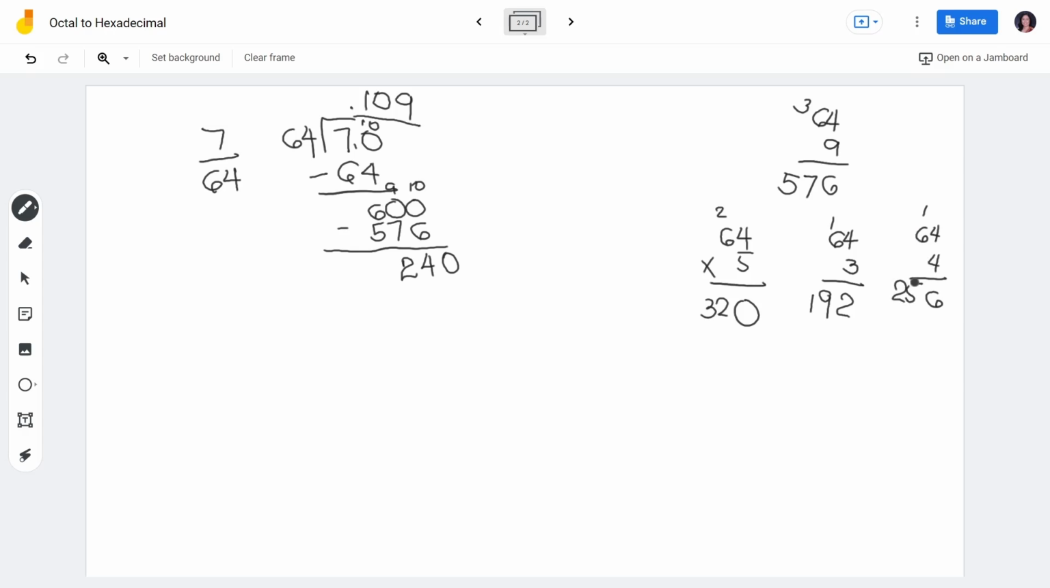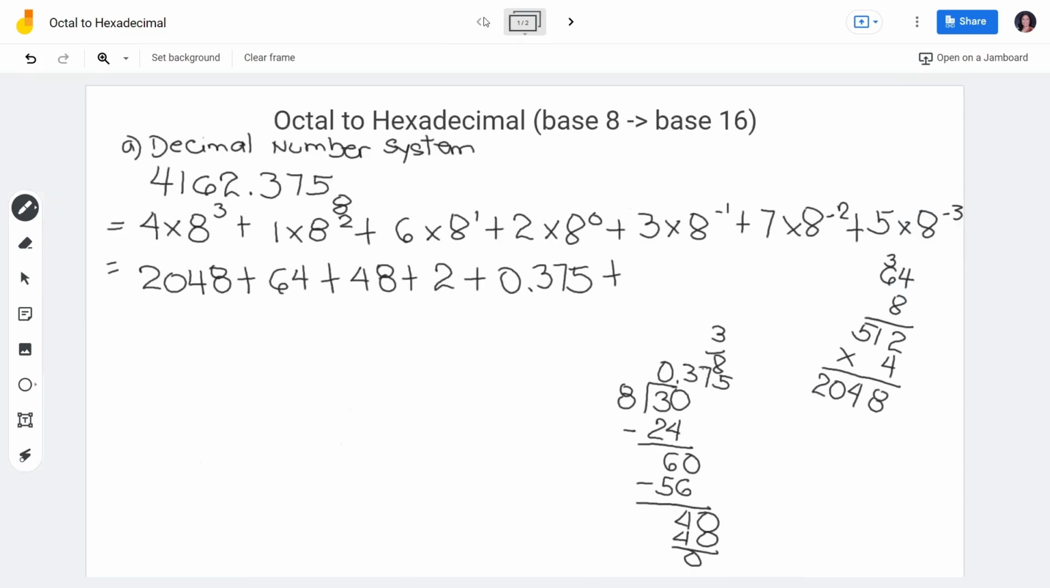So it is 3. 3 times 64 is 192. Though we already have 4 places, let's just solve it. 10 minus 2 is equal to 8. And then 13 minus 9 is equal to 4. And then this will become 1. So we have 48. So our answer is 0.1093. And then the last one is 5 over 8 raised to negative 3.